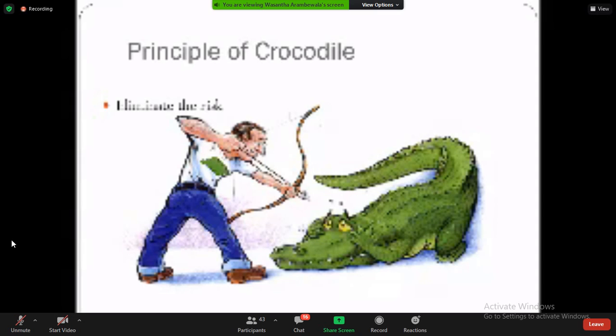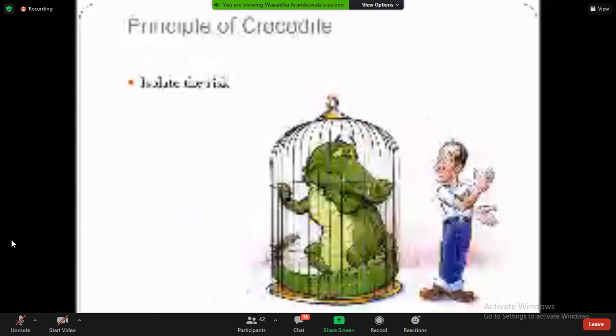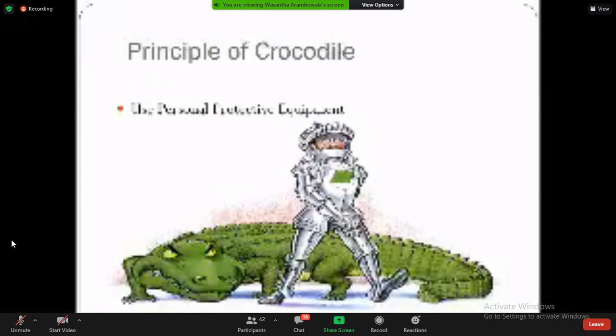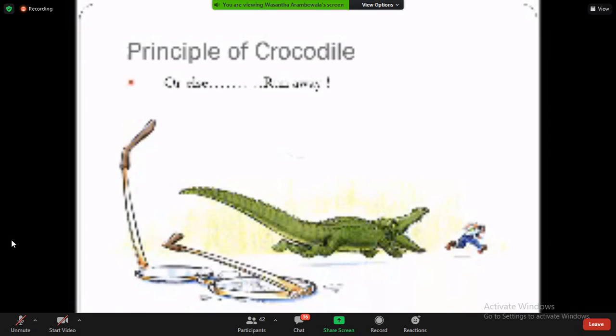Then substitute. Put him aside and bring a small tiger cub, right? Okay, then isolate it. Put it in a cage and isolate it. Then the next one, okay, if all else fails, personal protective equipment. Right, this is a hierarchy of control, just to show you. Okay, this is the control that we have to adapt.